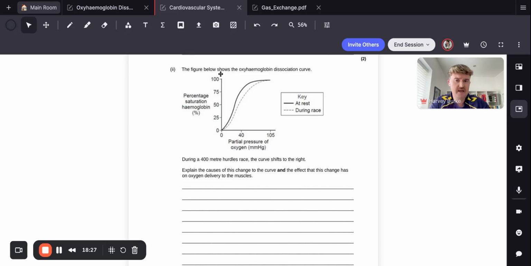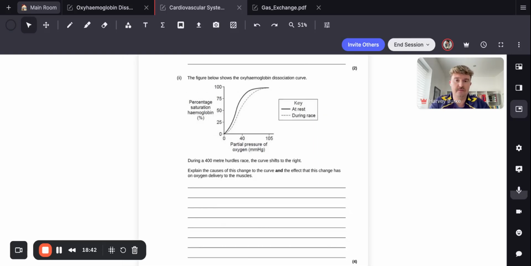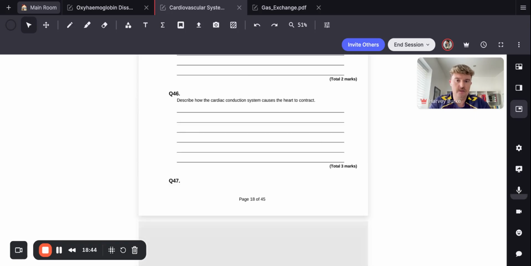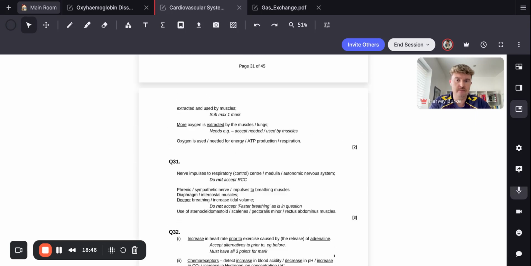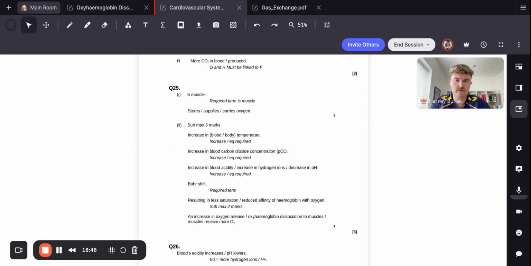So let's have a look firstly with AQA, how they ask about this. So here it says the figure below shows the oxyhemoglobin dissociation curve. During a 400-meter hurdles race, the curve shifts to the right. Explain the causes of this change to the curve and the effect that it has on oxygen delivery to the muscle. So if we quickly scroll down to the mark scheme there, so question 25.